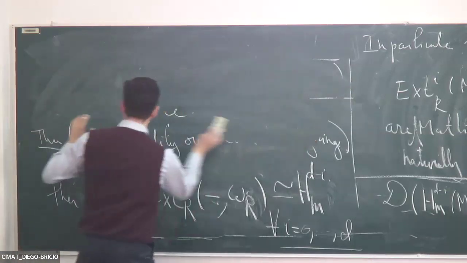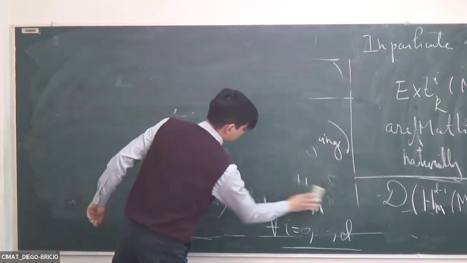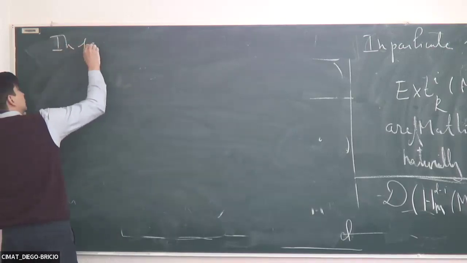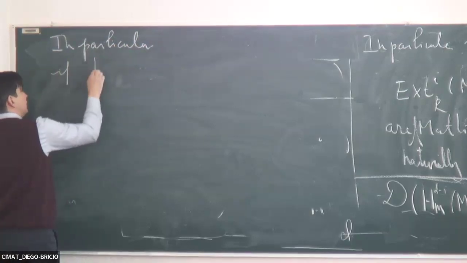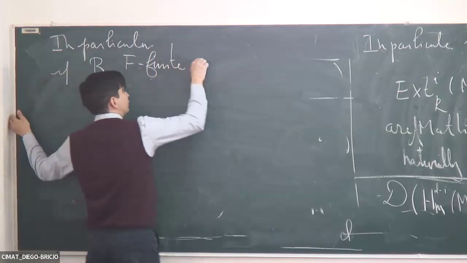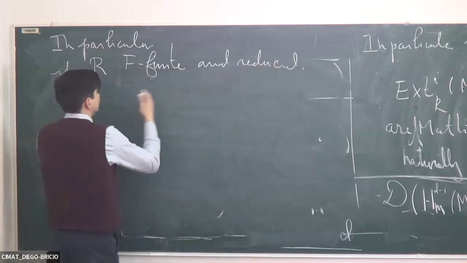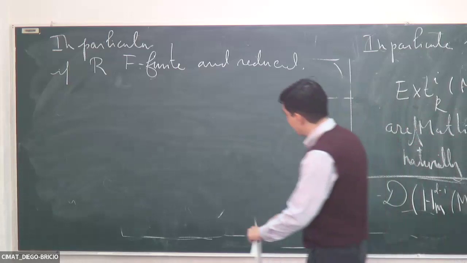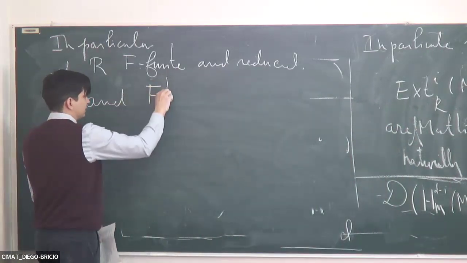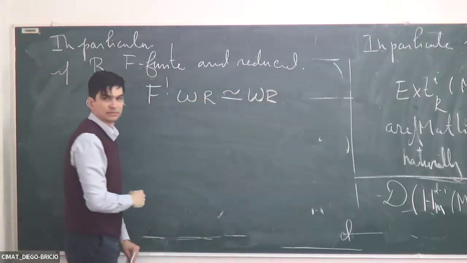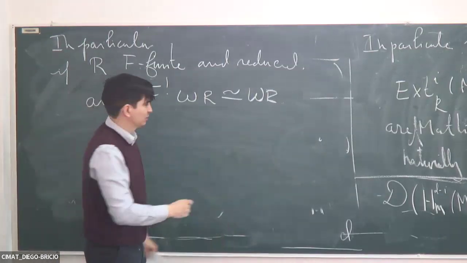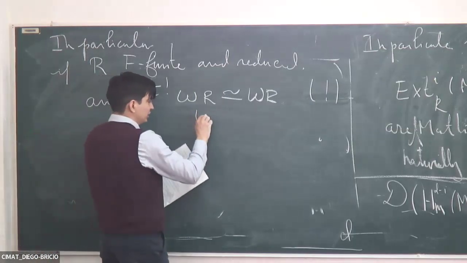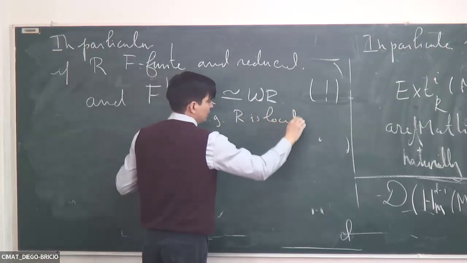So let's apply this to Frobenius. In particular, if R is F-finite and reduced, meaning that the Frobenius is injective, it's an extension. And F upper shriek of omega R is isomorphic to omega R, which is the condition I was telling you. This is what I was calling Karl's upper shriek condition. But this holds, e.g., if R is local, but it holds in another setup too.